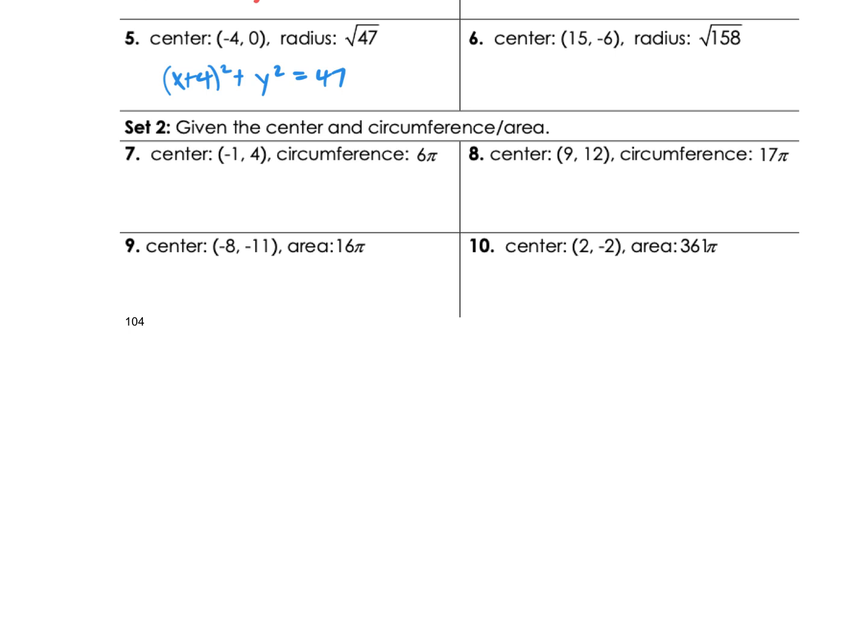For 7 through 10, I'm giving you circumference or area, so what do you have to find? Radius, and then go plug it in to the equation. How about number 9? If area is 16π, πr² equals 16π. Remember, that means your π's go away, so r² equals 16, and then r equals 4. And then write your equation. Can we just square root it without even having to think about it?